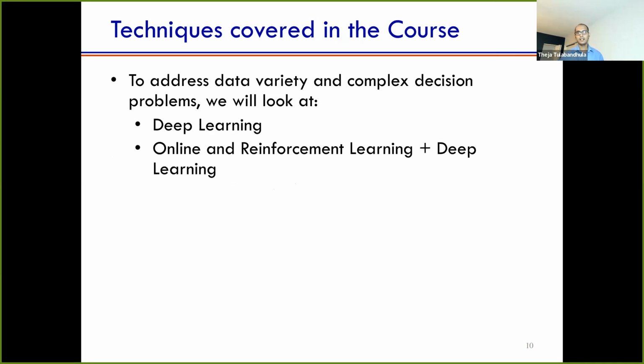So far it's been pretty high level. I'm just trying to give you a sense of what you'll be handling, as you are going to spend about 16 weeks on this, and what type of things you'll learn. That's what I'm trying to motivate for a few minutes now. Data variety and complex decision problems, deep learning and online and reinforcement learning is what we'll look at. And of course, it's not completely unrelated. We'll mix reinforcement learning with deep learning, so it's all thematic and related to each other.